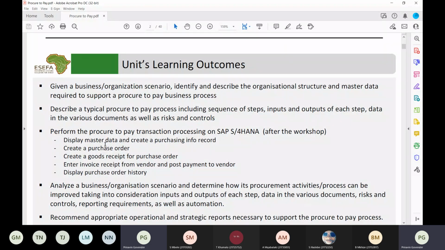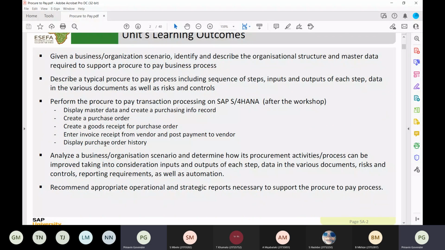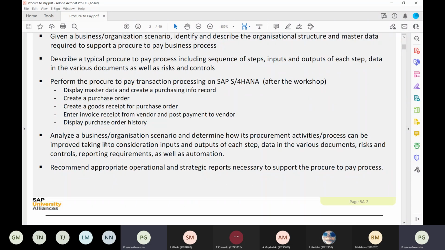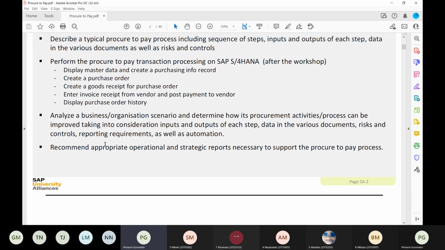And what's the master data? Describe a typical procure to pay process. I've done practical work with you on Monday. What are the steps involved? Perform the procure to pay transaction processing. You need to display master data, create purchasing information. In fact, I did that as a demo, but I'd like you to do that. Create a purchase order, the goods receipt, the invoice receipt from the vendor, and post payment to the vendor. Analyze a business organization scenario. The business organization scenario we're going to look at is Zambikes.